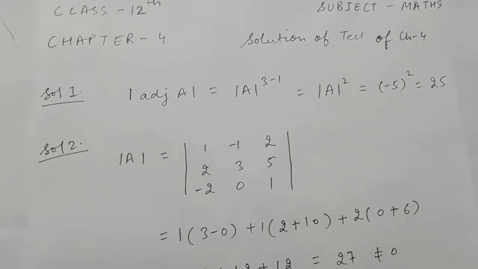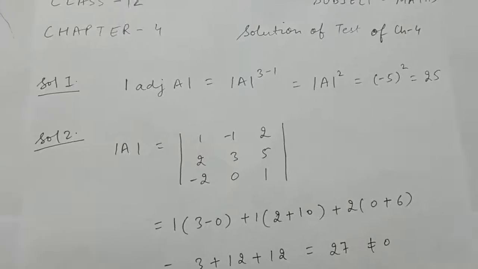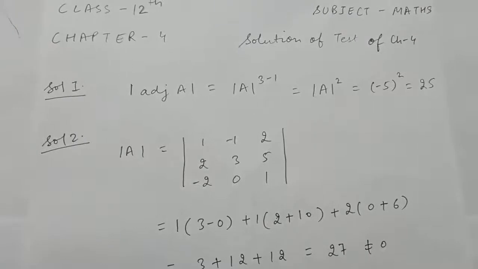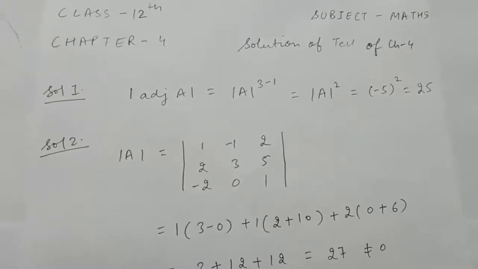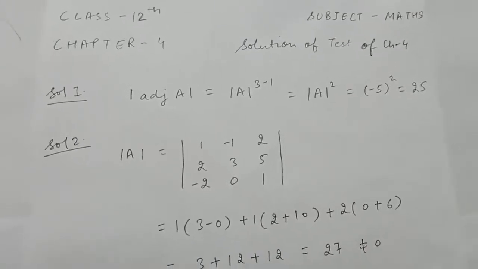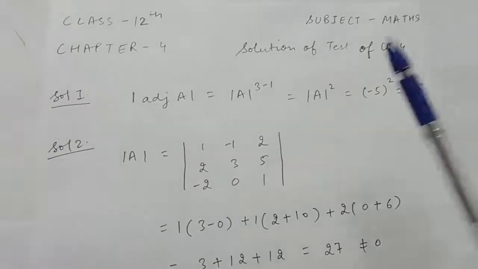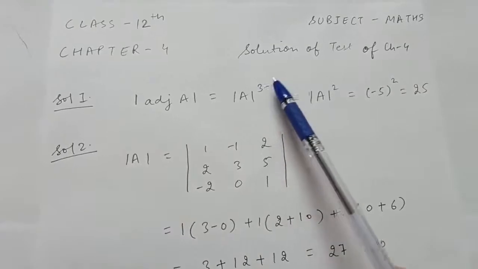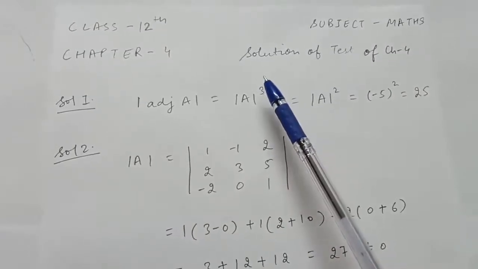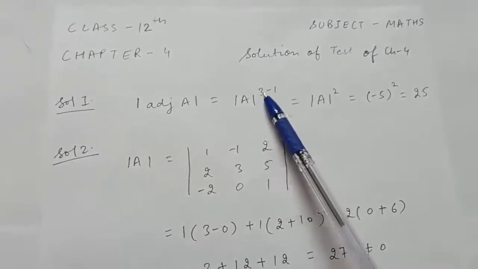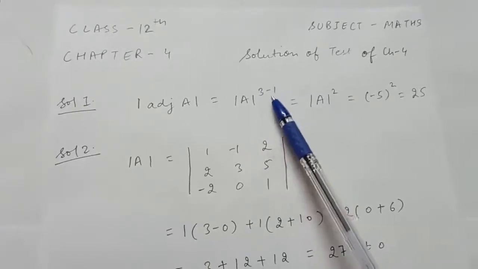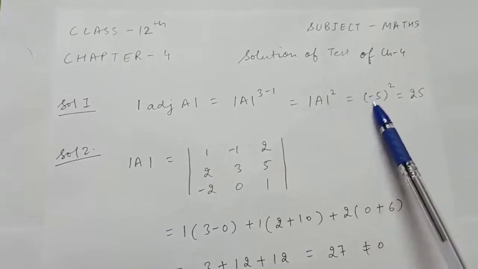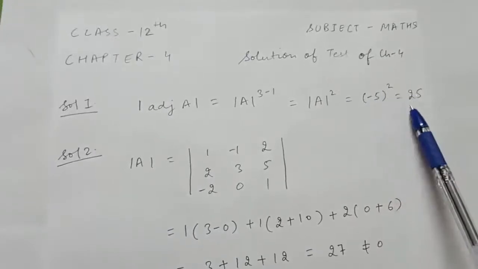So question first is, if A is a square matrix of order 3 and determinant of A is given as -5, you have to find the determinant of adjoint of A. So determinant of adjoint of A is equal to determinant of A raised to the power n minus 1, where n is the order of the matrix. Here the order of the matrix is 3. So it will be 3 minus 1, that is determinant of A square. Determinant of A is -5. -5 square will be 25.